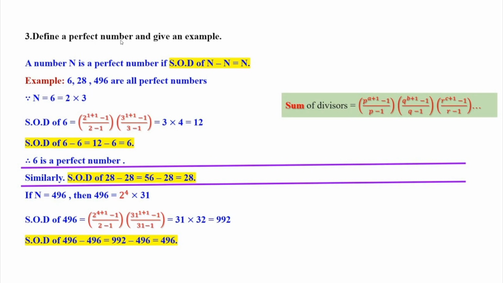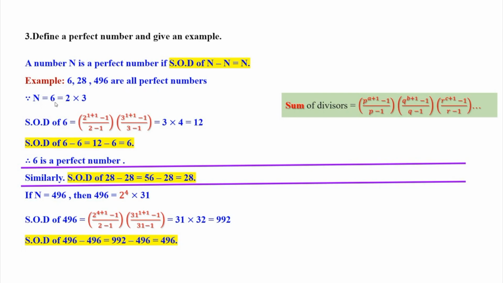Now we have the definition of perfect number. So we are asked to define a perfect number and give an example. A number n is a perfect number if the sum of divisors of n minus n is n itself. We have a few examples: 6, 28, 496. These are all perfect numbers.